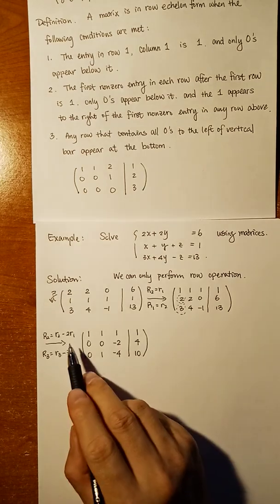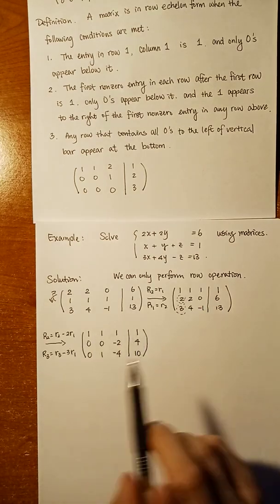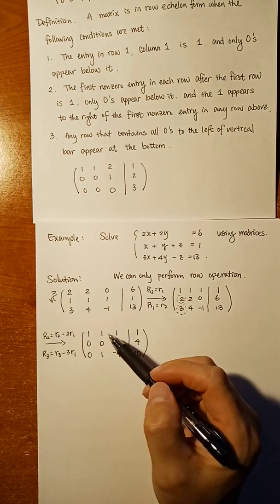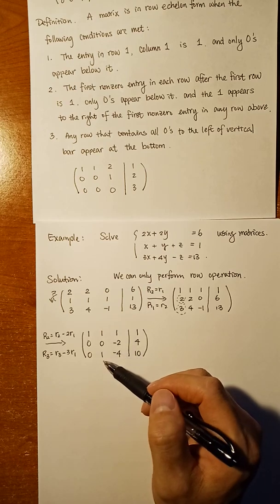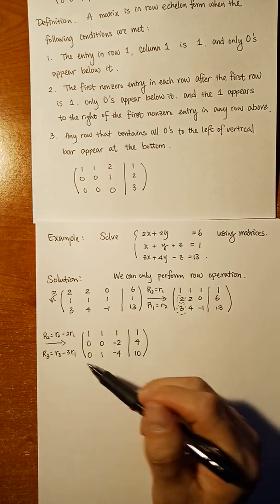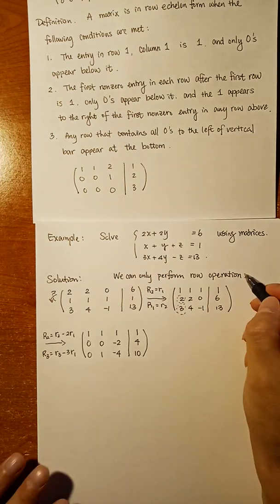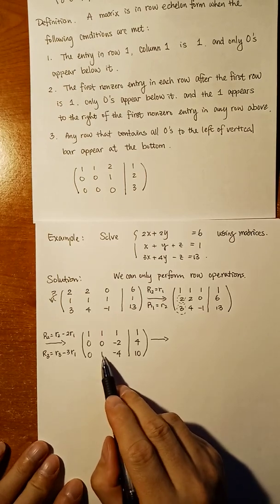Okay, see, check here. In this case, the first row is unchanged because it's already good. We just use the second row to subtract twice the first row, and use the third row to subtract 3 times the first row. This is one of our row operations. And then you see this is 1.